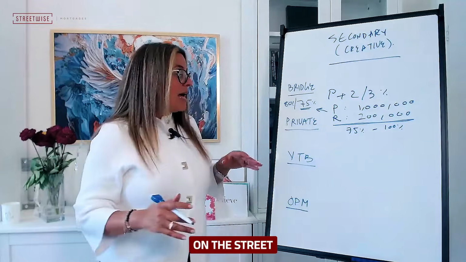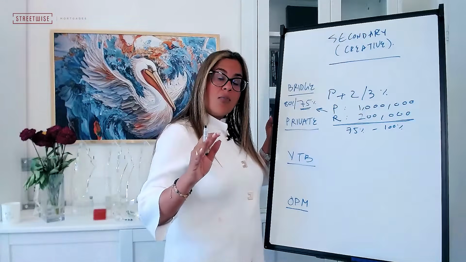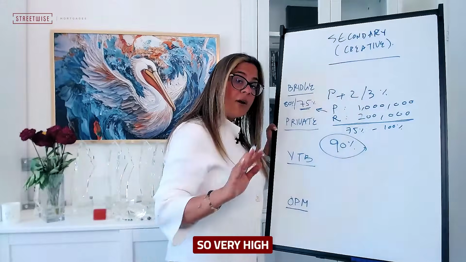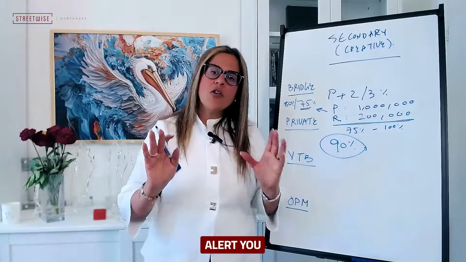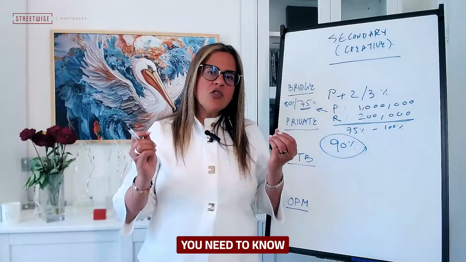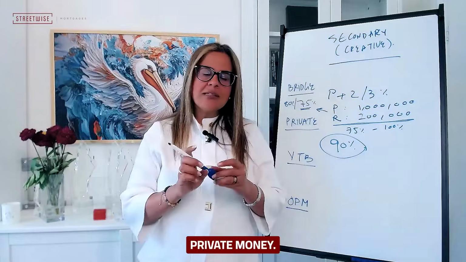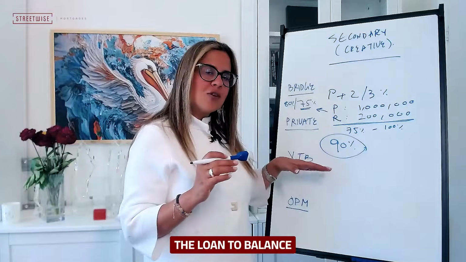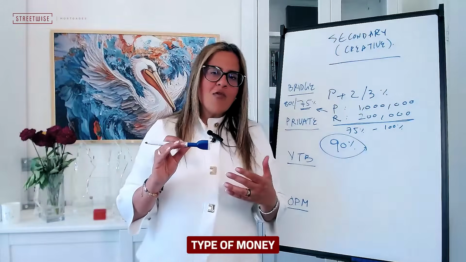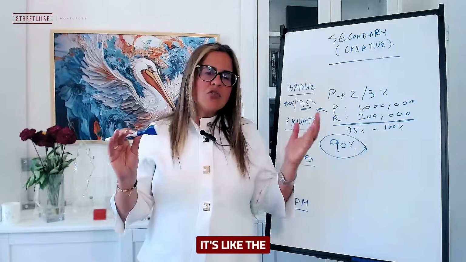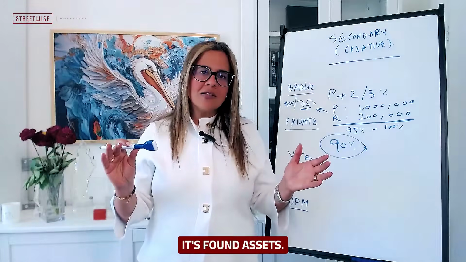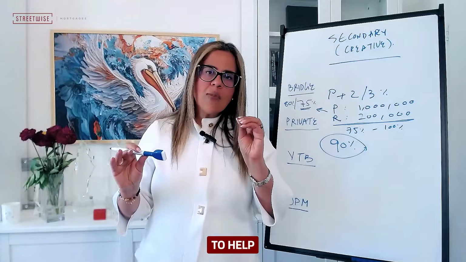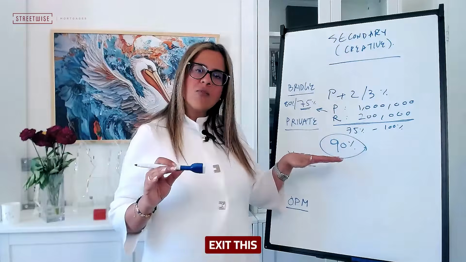There are lenders on the street that can do multifamily property acquisition at 90% loan to value. So very high loan to value. But I want to alert you about private money in general. You need to know how to use it, because private money is a two-edged sword. As much as the paperwork is lighter, the loan to values could be higher, it is a faster type of money to work with. It's like the super highway. It's prone to accidents. You really need to work with an experienced mortgage broker to help you understand how you're going to exit this private money.